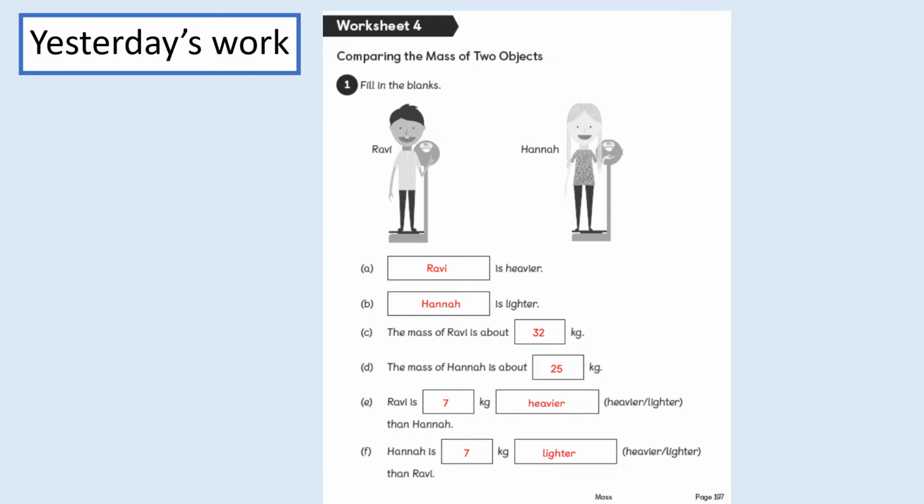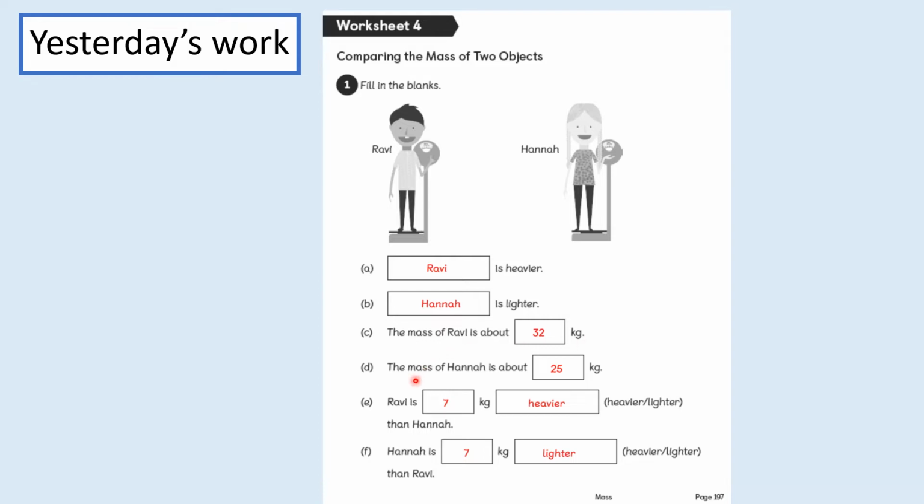So yesterday we were comparing the mass of two objects. And on this first page, we were comparing the mass of Ravi over here with the mass of Hannah over here. Now, these scales were really small and certainly quite difficult to read. So don't worry if you haven't got exactly the answer that the book gives us. I'm going to start by looking at questions C and D actually. So the mass of Ravi is about 32 kilograms. You can give yourself a tick if your answer is between 30 and 35 kilograms, just because of those scales being very tricky to read.